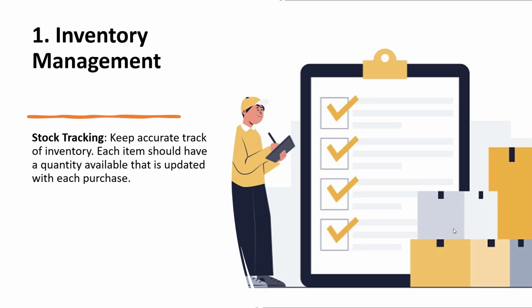If you want to handle concurrency, then the first step is inventory management. Stock tracking: keep accurate track of inventory. Each item should have a quantity available that is updated with each purchase. Okay, so that is the inventory management consideration.